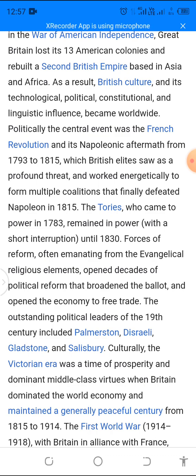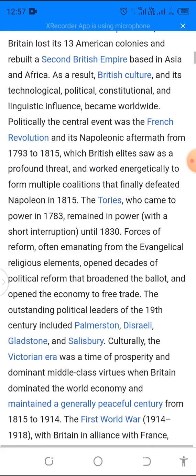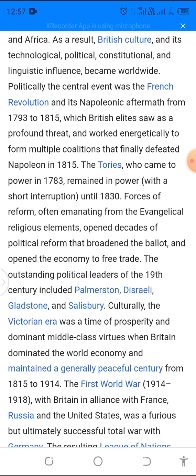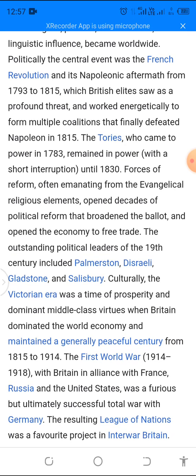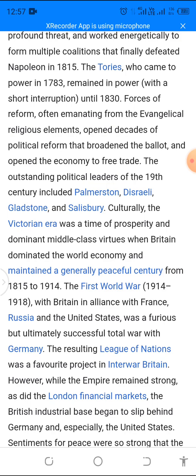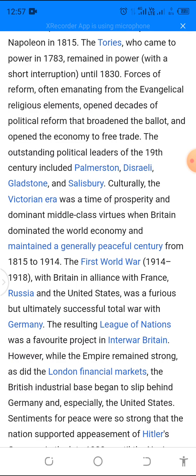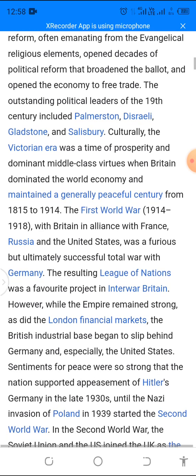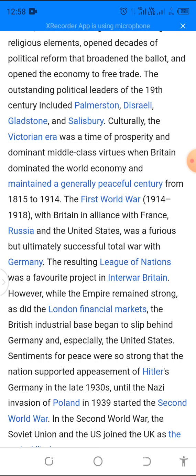The Tories, who came to power in 1783, remained in power with a short interruption until 1830. Forces of reform, often emanating from the evangelical religious elements, opened decades of political reform. They widened the ballot and opened the economy to free trade. The outstanding political leaders of the 19th century include Palmerston, Disraeli, Gladstone, and Salisbury. Culturally, the Victorian era was a time of prosperity and dominant middle-class virtue, when Britain dominated the world economy and maintained a generally peaceful century from 1815 to 1914.